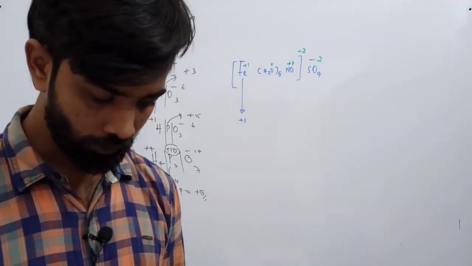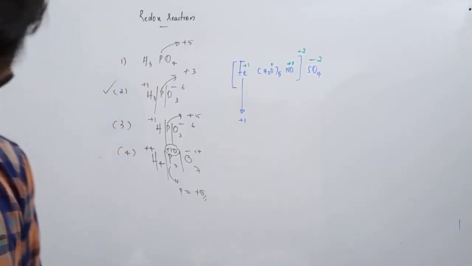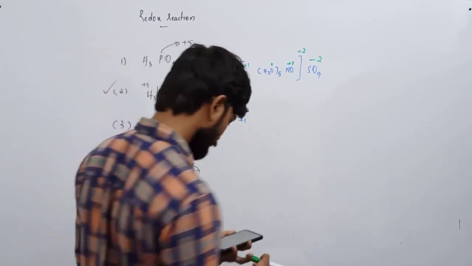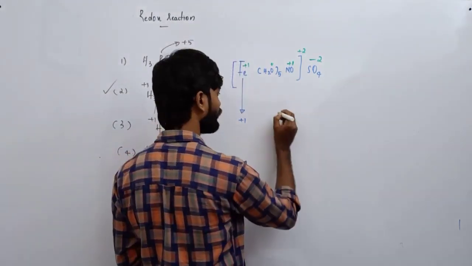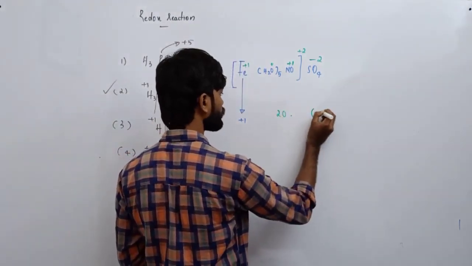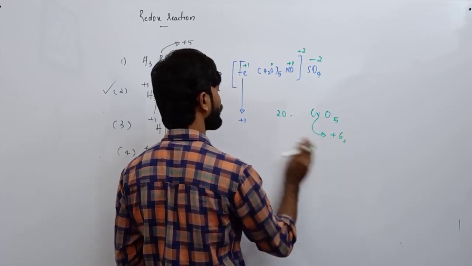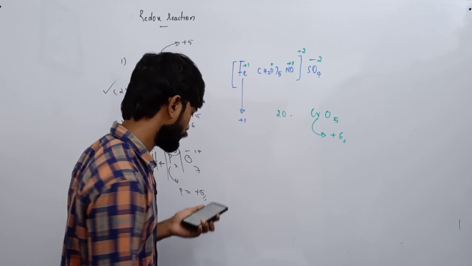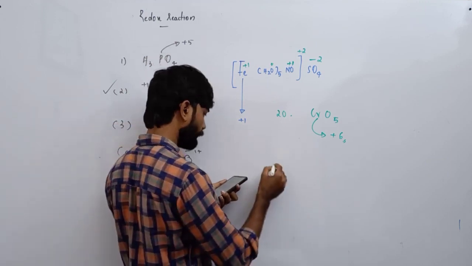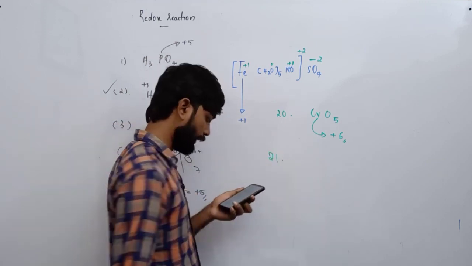Ready? The 20th question. The oxidation number of chromium in CrO5. They all are discussed. We know that CrO5 has a butterfly-like structure, and the oxidation state of chromium is +6. Okay, it is discussed in detail.